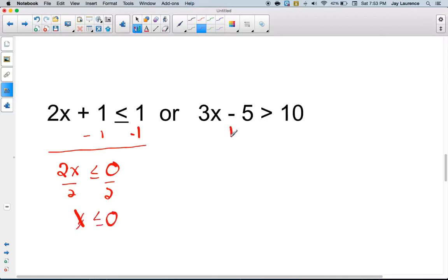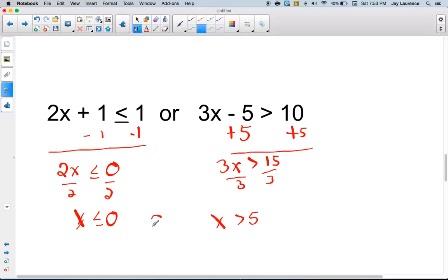All right, we're going to add 5 to both sides. And I'm going to get 3x. It's going to be greater than 15. I'm going to divide by 3, and I'm going to get x is greater than 5. So my solution is x is less than or equal to 0, or x is greater than 5.